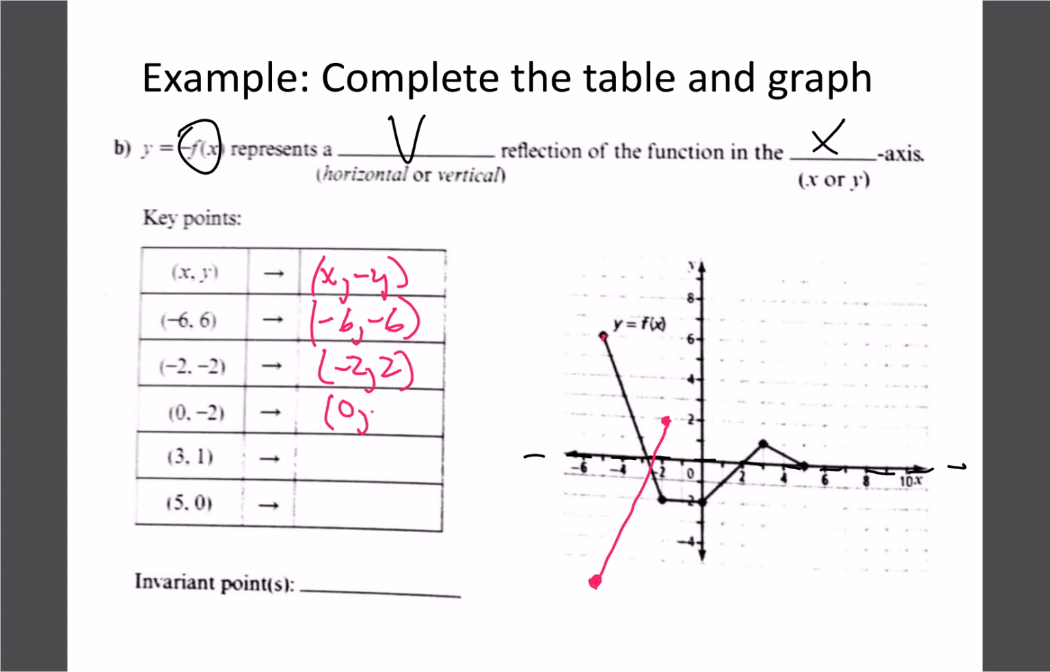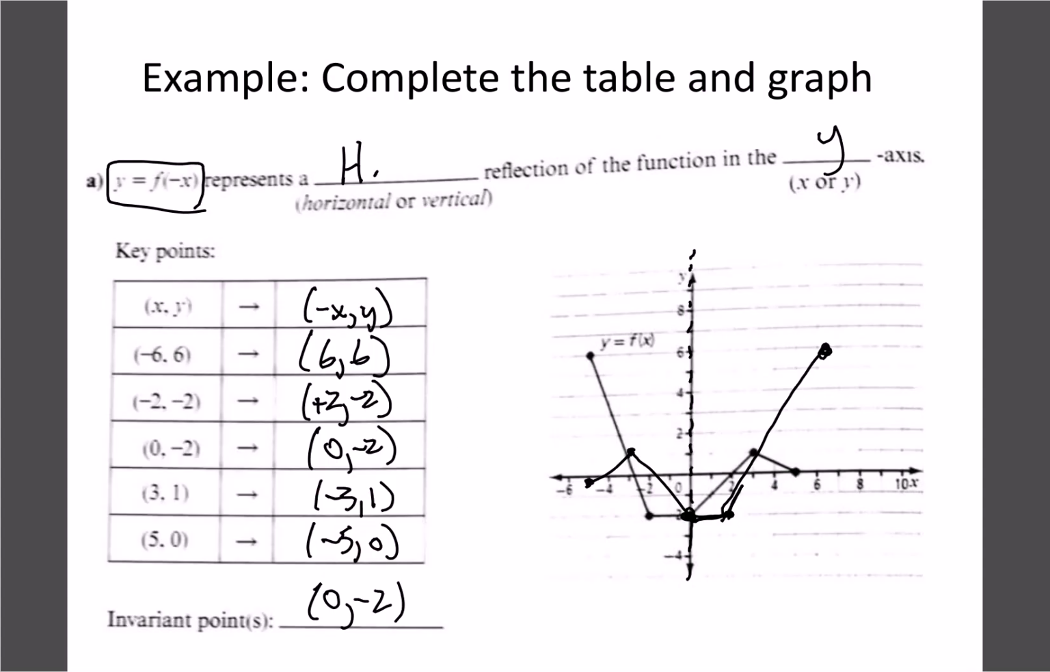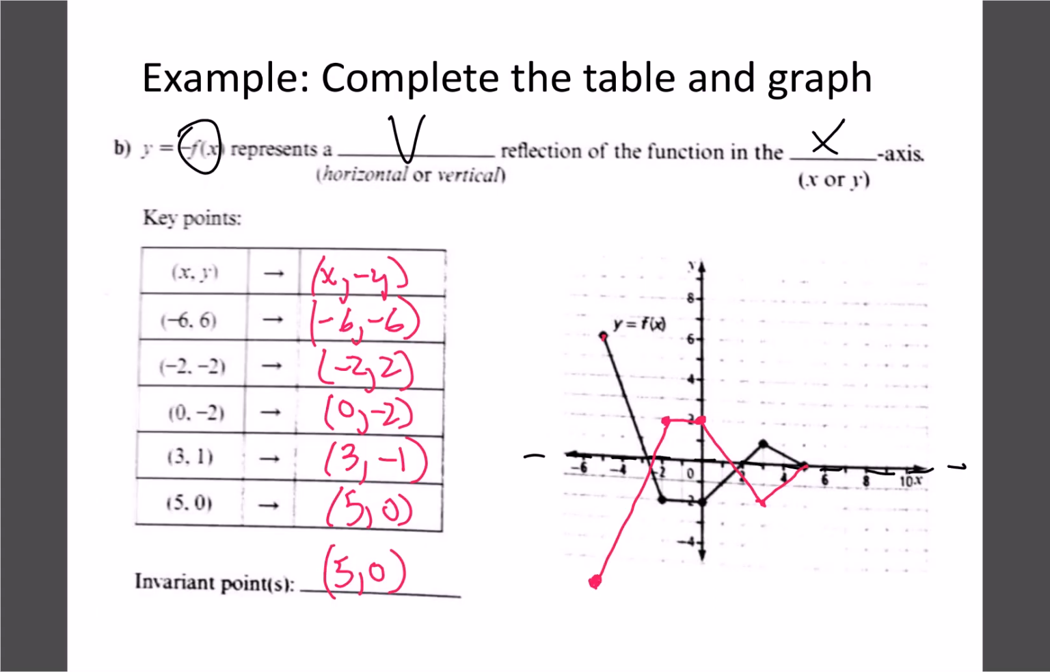The next one that's at 0, negative 2 will now be 0, positive 2. So it's up there. Then we have 3, negative 1. So it's down there somewhere. And then our last one, 5, 0, would be the same. So again, you can see that would be our invariant point in this case. So if you look at the two last graphs, the previous one, the horizontal reflection, our invariant point was along the y-axis, which makes sense because that's where we're reflecting across. And in this new one, our invariant point is on the x-axis, which makes sense because that's where we're reflecting across the x-axis as well.